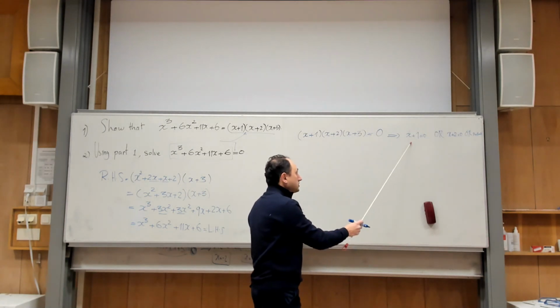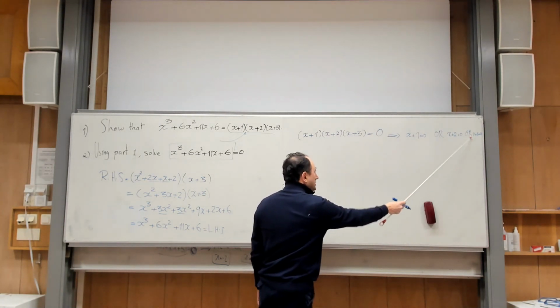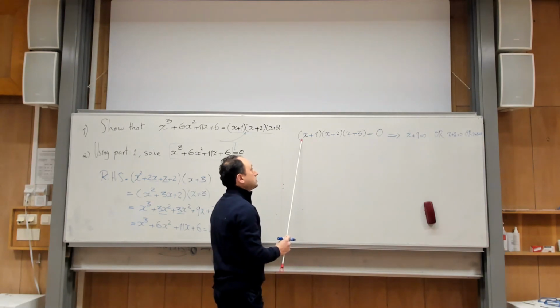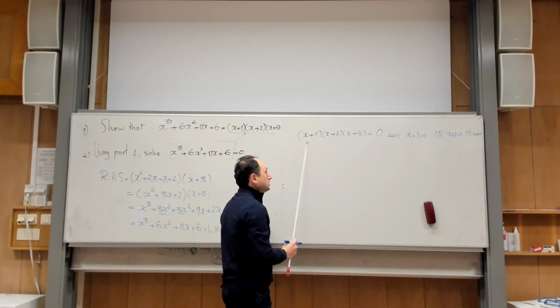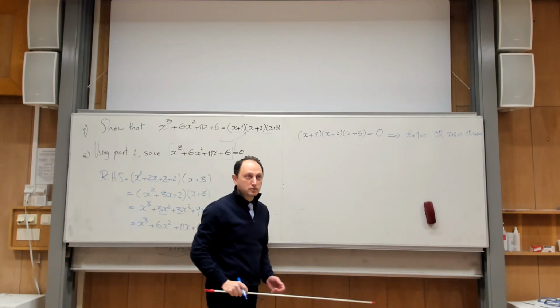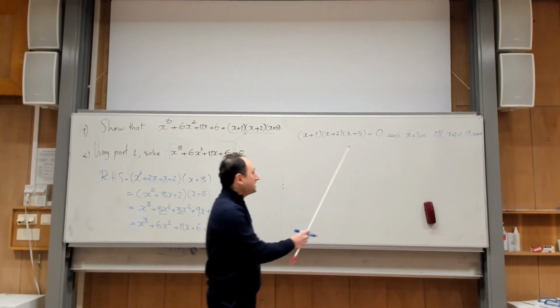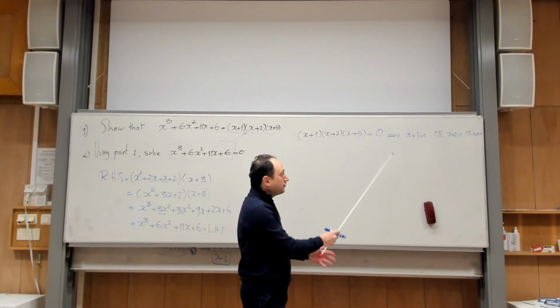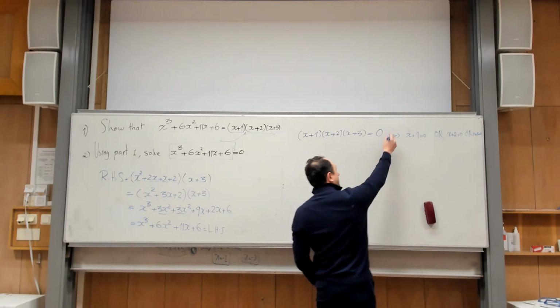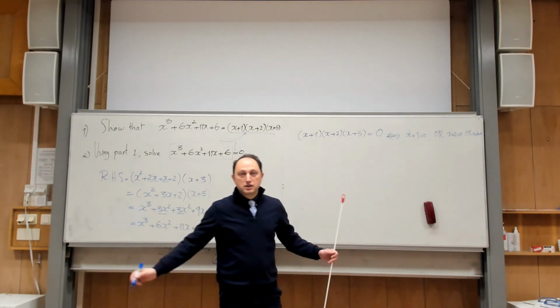Because if this is not 0, this is not 0, this is not 0, I am facing 3 non-zero numbers. And if I multiply 3 non-zero numbers, definitely it is not 0. So it means that this is 0 if and only if one of these happens. So this means that these are the only solutions.